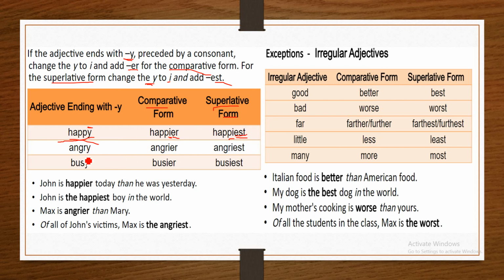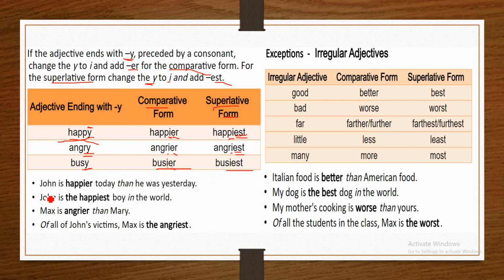Happy, happier, happiest. Angry is another adjective that ends with Y. For the comparative, we change the Y to I and add ER. For the superlative, we change the Y to I and add EST. Angry, angrier, angriest. Busy ends with Y. Change Y to I, add ER. Change Y to I, add EST. Busy, busier, busiest.